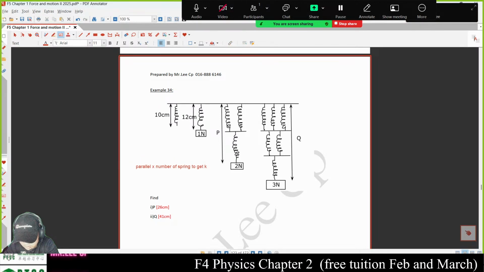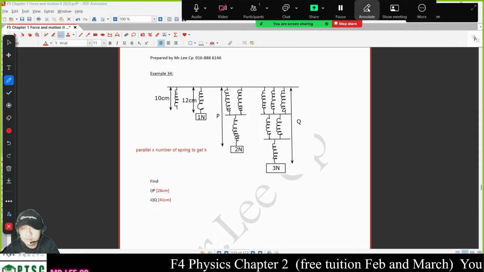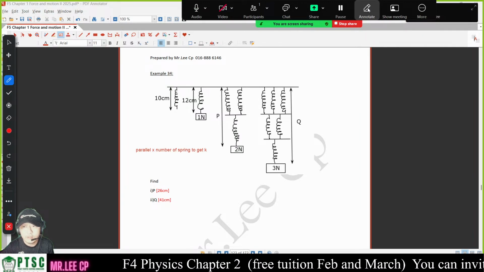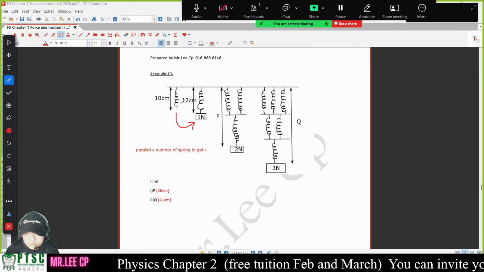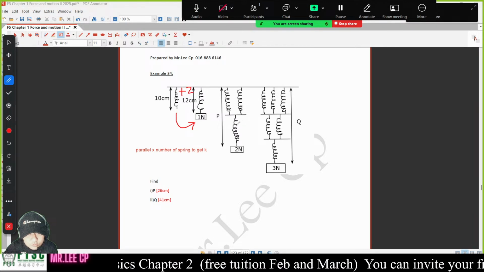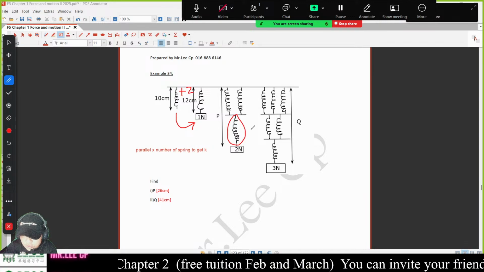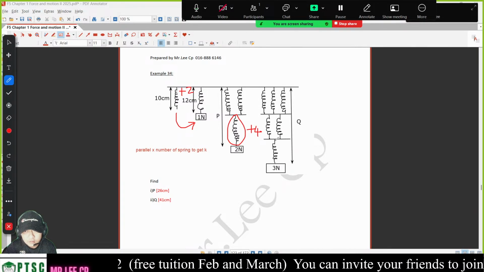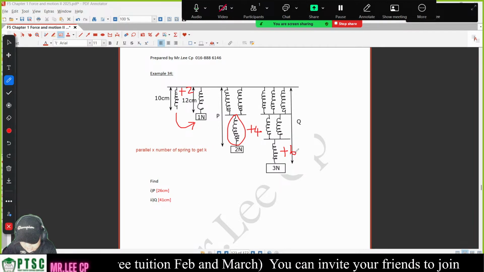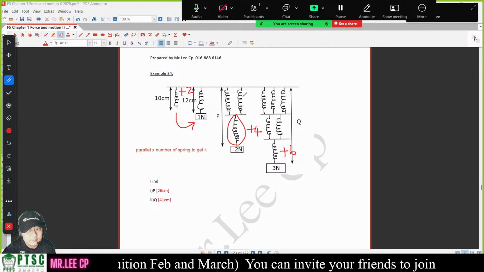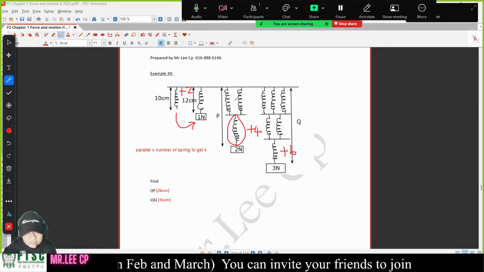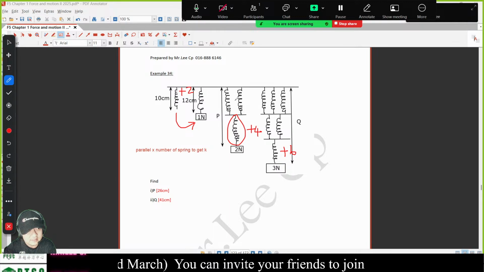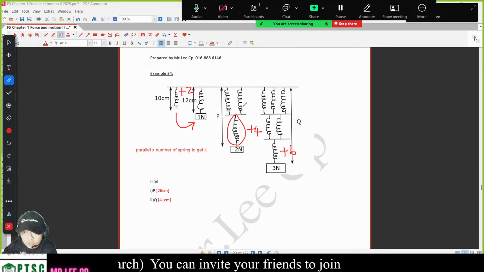Now I make it simple for you, faster to answer one. 1 Newton extends 2, so 2 Newton extends 4, 3 Newton extends 6 cm. Now these two springs together are harder to pull down, so the extension will be lesser. So here you have 2, so you divide by 2.